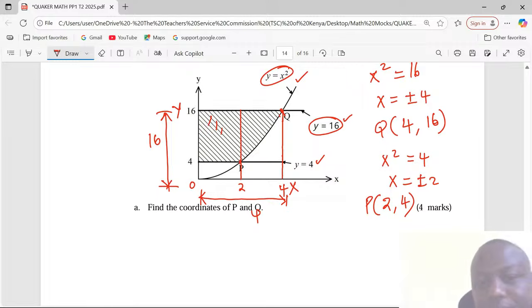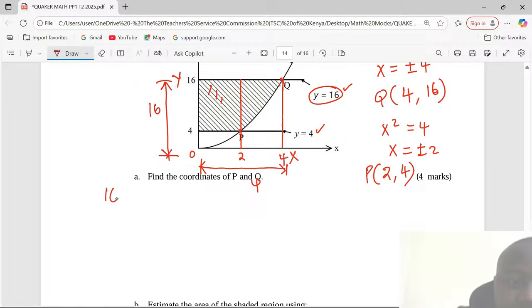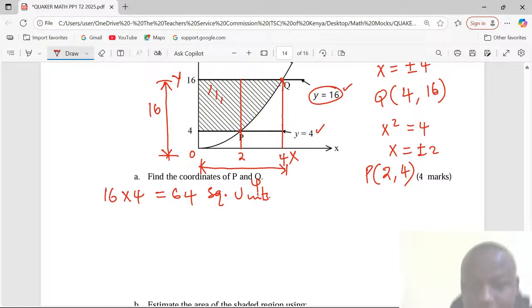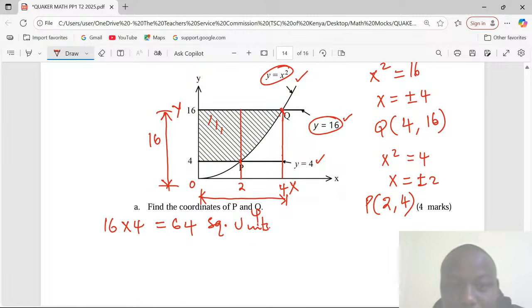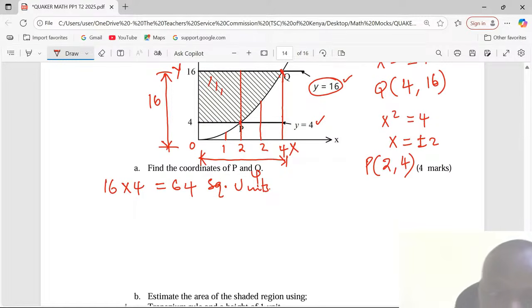4 units here. So the whole shape is going to be 16 times 4, which is 64 square units. Then to apply what we are calling the trapezium rule, we are supposed to get the area below the curve. We can have those units now at 1 and at 2, so that we get the heights now.